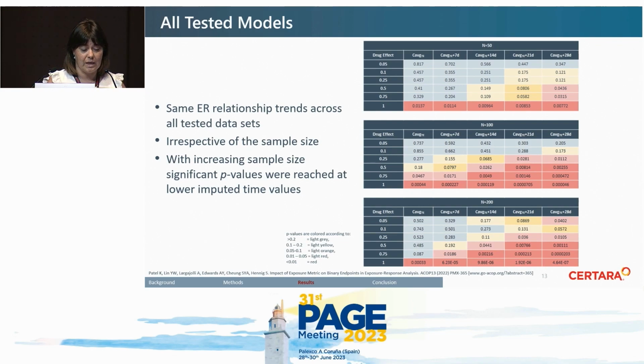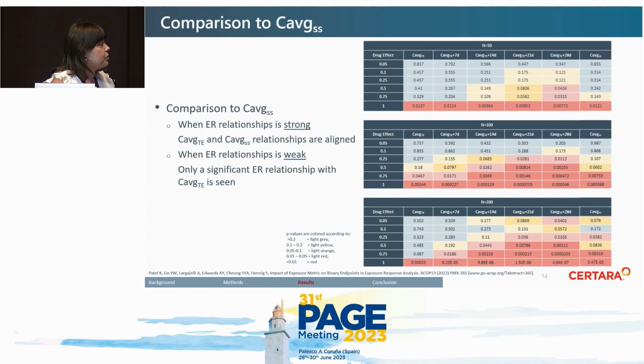Of course, we saw that with increasing sample size, significant p-values were reached at lower imputed time values than at other times. Then the next step that we did was look at comparison to our steady average concentration at steady state. And we noticed with interest here that when the ER relationship is strong, so that's at the bottom of each table. This is a very slow pointer, sorry.